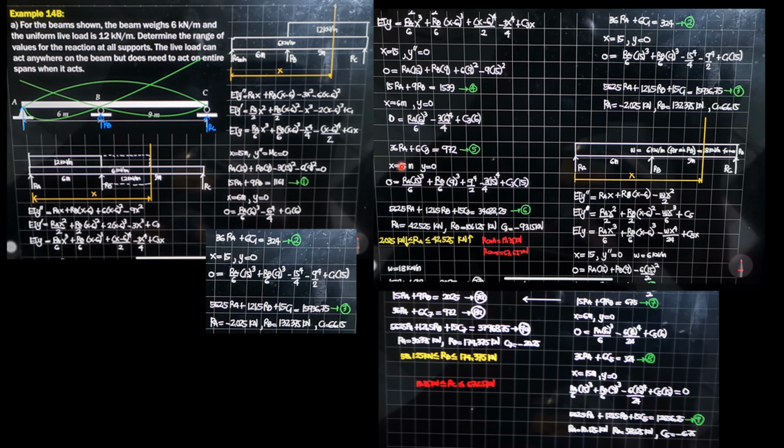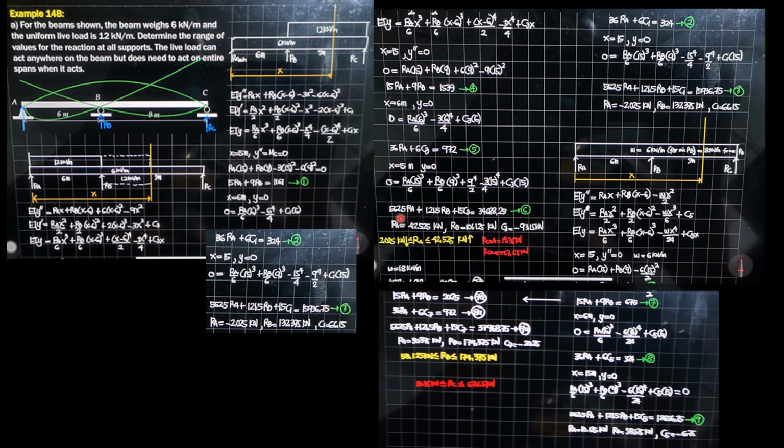So 36 RA plus 6 C sub 3 equals 972, equation 5. Finally, when X is 15, Y is 0 also. So 0 equals RA 15 cubed over 6 from this equation plus RB over 6 times 9 cubed plus 9 to the 4th over 2 minus 3/4 of 15 to the 4th plus C sub 3 times 15.